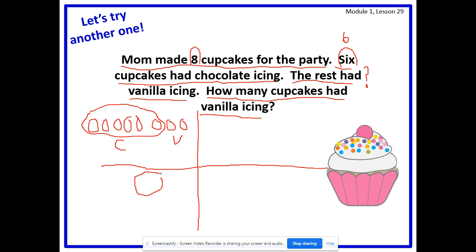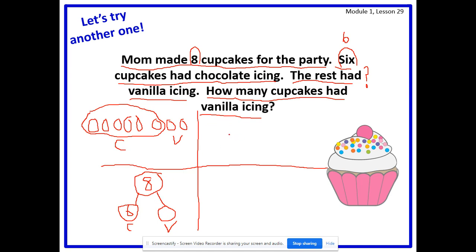Now let's go ahead and draw a number bond. And so we know what our whole number is. What is our whole number? Get ready. 8, right? Which is also our total. And what was our part? The part that we circled. Get ready. 6. So these are the ones with chocolate. These are the ones with vanilla again. And the ones with vanilla is our unknown part.